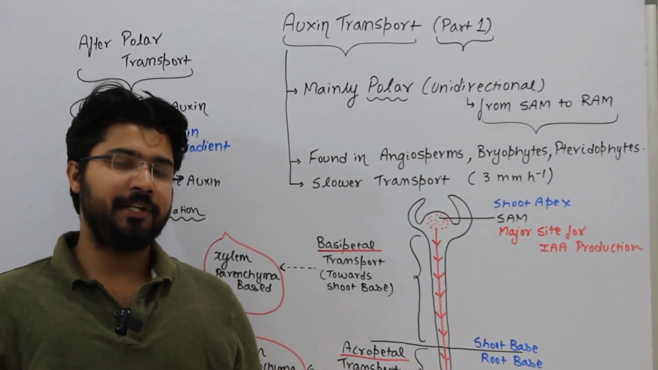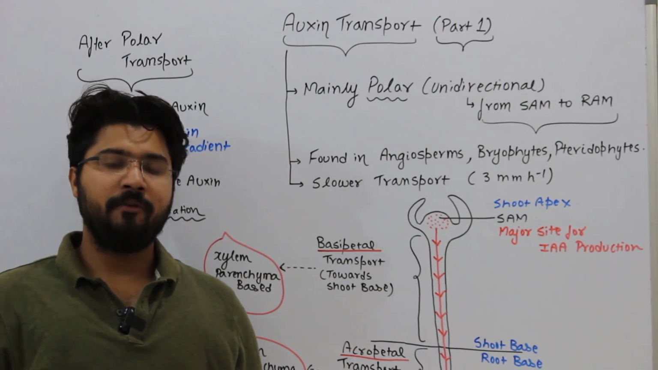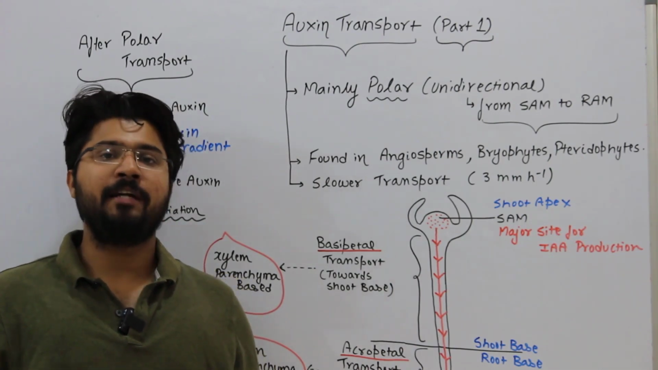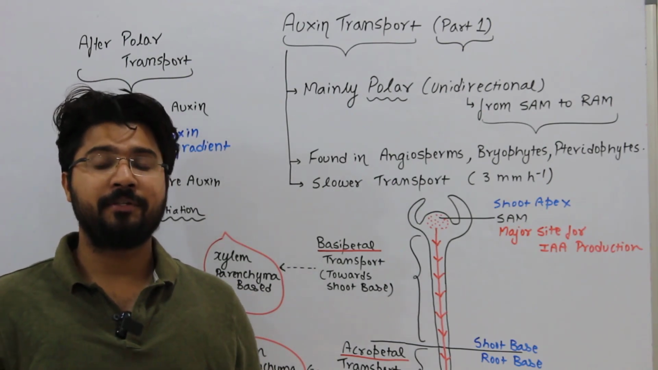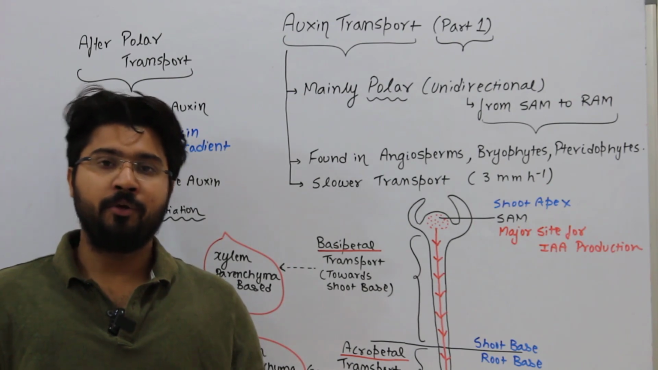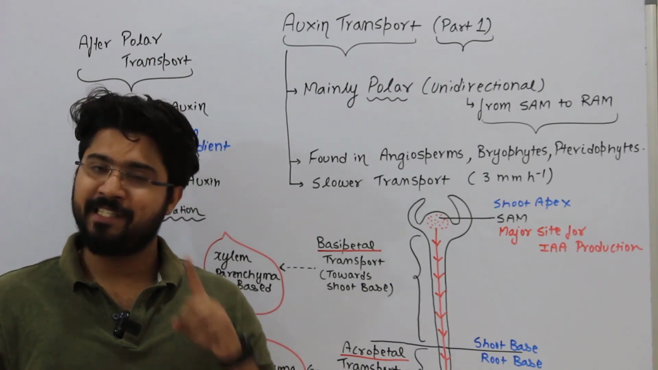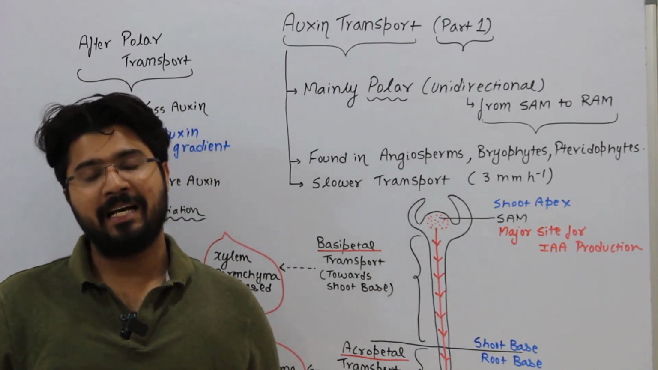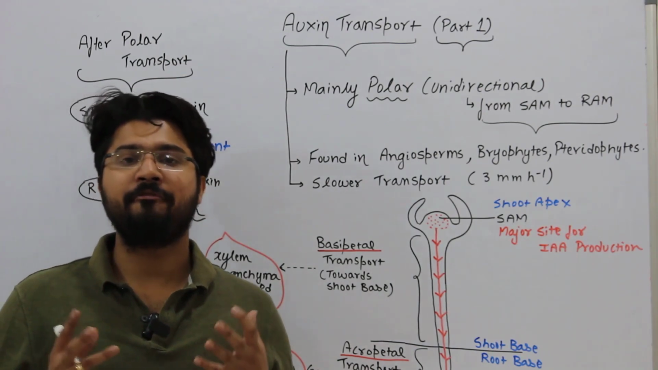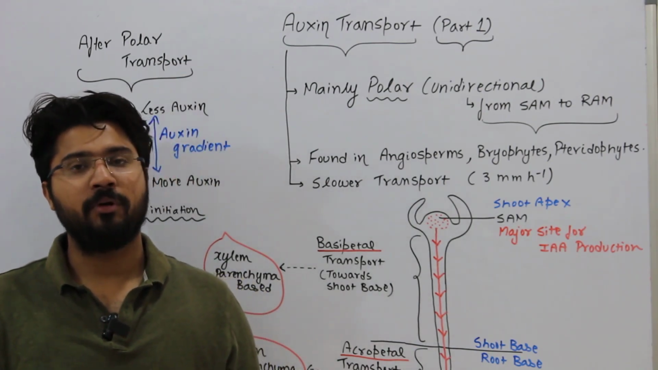In this lecture series of plant physiology, we will be continuing with the chapter of auxins. Previously, we had discussed auxin biosynthesis, and now we will be discussing auxin transport. You can get one definite question in CSIR as well as some other examinations from auxin transport because there are certain unique features about auxin transport.